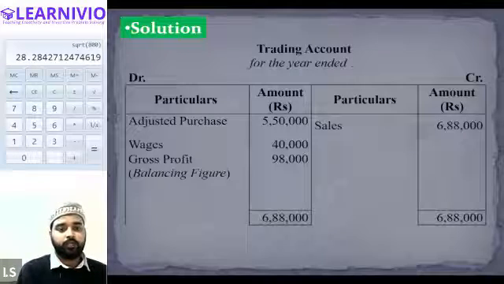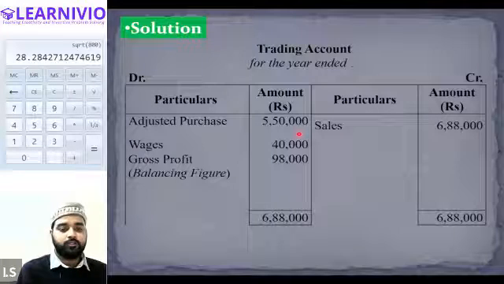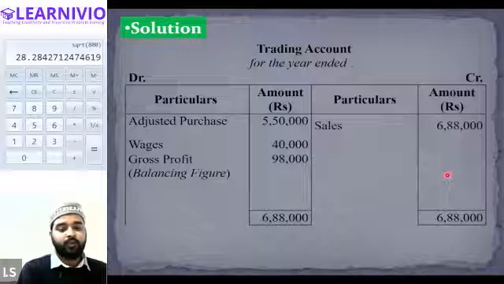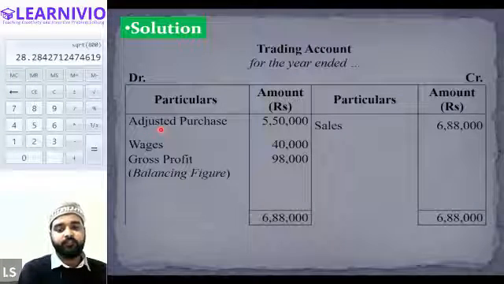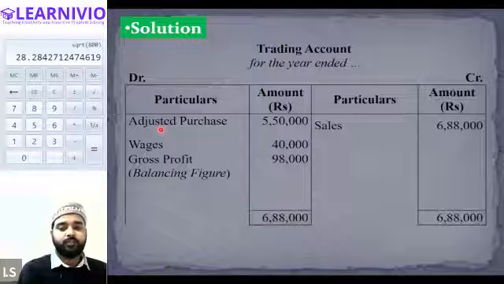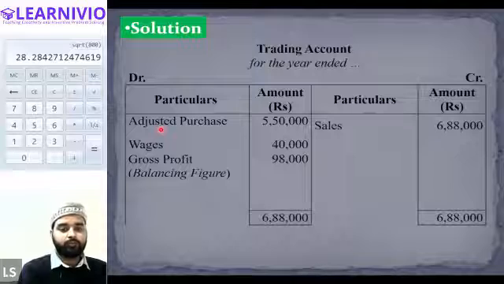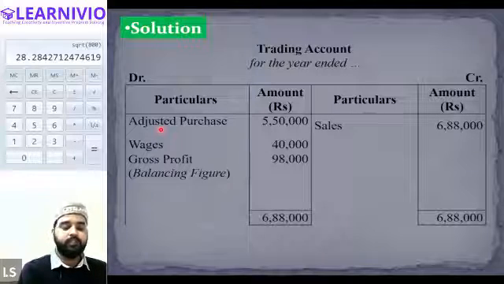So the trading account will be formed something like this. This is how the trading account will look. We will write down only the value of the sales on the credit side. We won't be recording the closing stock on the credit side. Why are we not recording it? Because adjusted purchases are already given in the question. If adjusted purchases are given, then there is no need to mention the opening stock, closing stock, and the value of purchases. We will write down only the adjusted purchases.